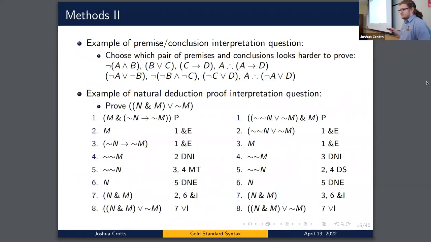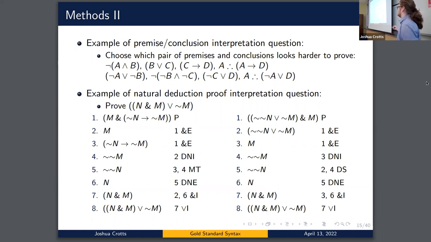So here's an example of the first two surveys. This top part here is an example of a question that we would give them. They would be given those two pairs of premises and conclusions, and they would have to, just by looking at it, determine which one looks harder to prove. There's no right or wrong answer. It's just to see what they think personally.